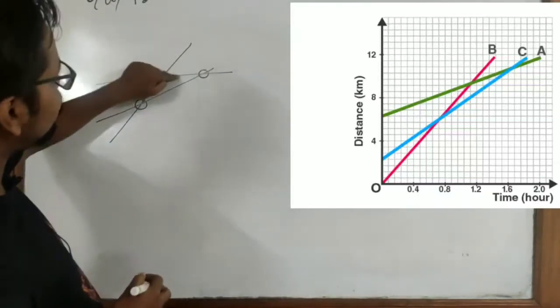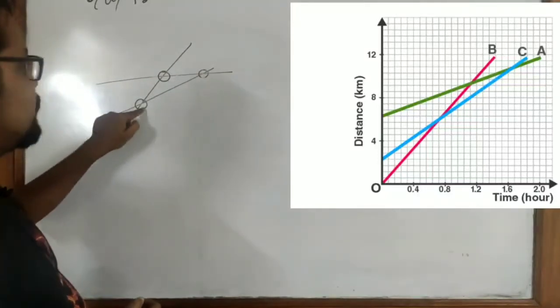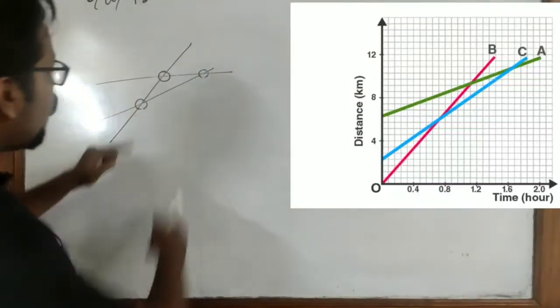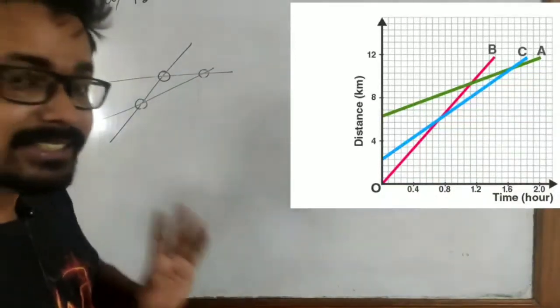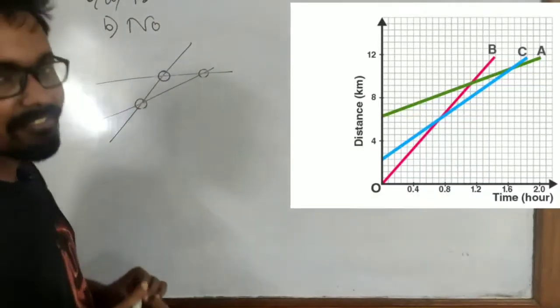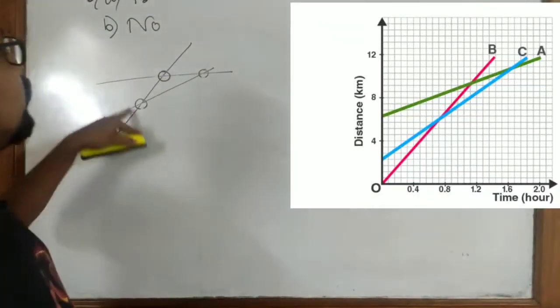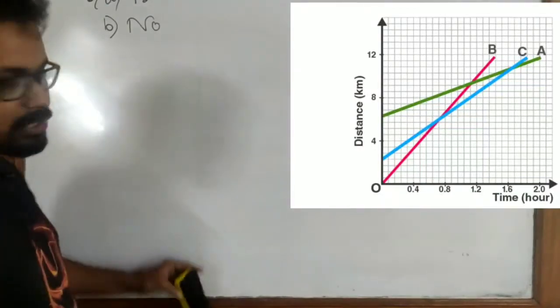So that means these 2 lines meet at this point, these 2 lines meet at this point, and these 2 meet at this point. But all the 3 don't meet at any single point. So they are never at the same point. So the answer to question B is no. They never meet at the same point because all the 3 lines don't intersect at the same point. That is question number B.